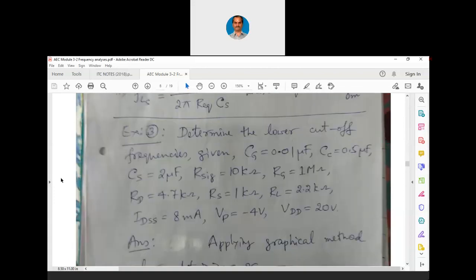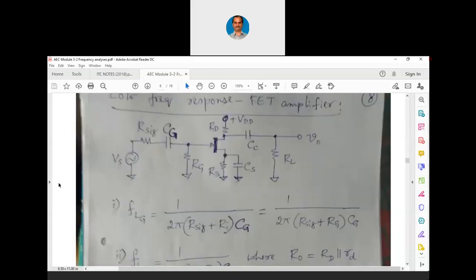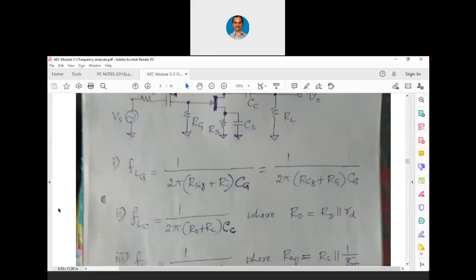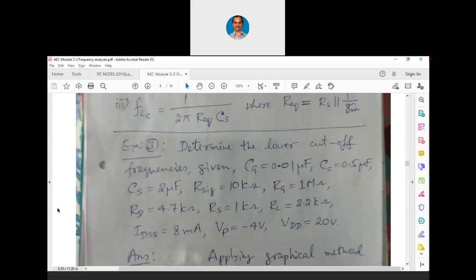Yes, determine the lower cutoff frequencies for this given, this one is that circuit diagram which I had already shown you now also. Only thing is, because of the CF, CS, RS can be shorted. Otherwise the values are given here. This is in exercise 3. Given CG and CC and CS and RC, all those values are given here. You can always refer to this PDF.